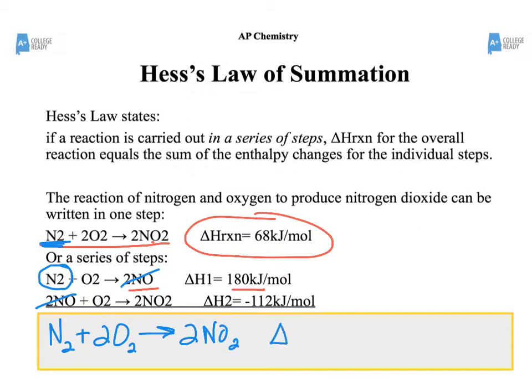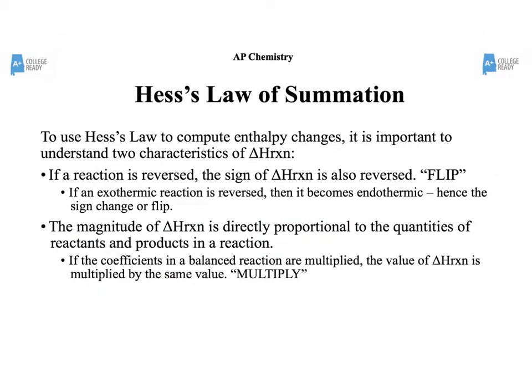So how do we get the enthalpy of that? Well, we can just add the enthalpies of each of the subreactions together. So 180 plus negative 112 is going to give us positive 68 kilojoules per mole, which is exactly what we knew it was. So we can use this concept to find the enthalpy of reactions when we're given a series of steps for the reactions. And look at what we possibly have to do.